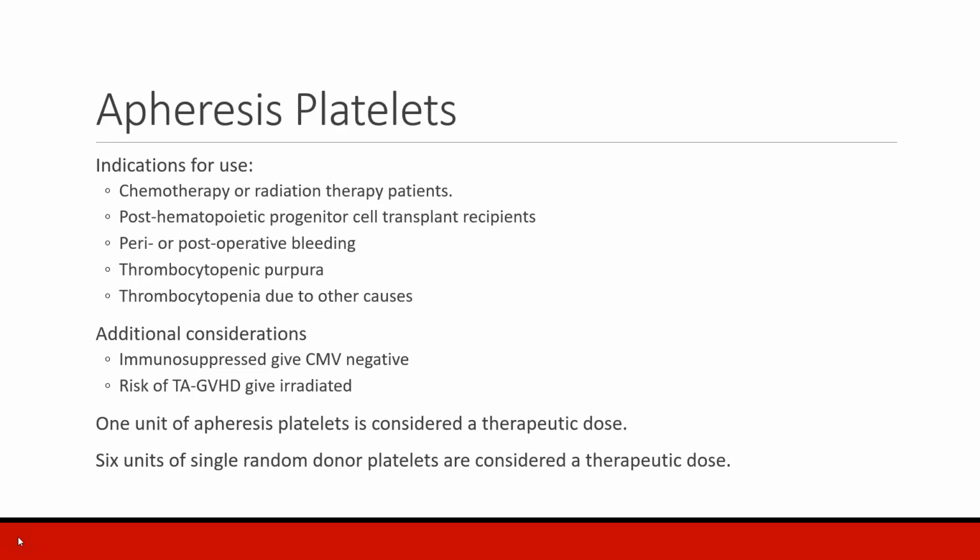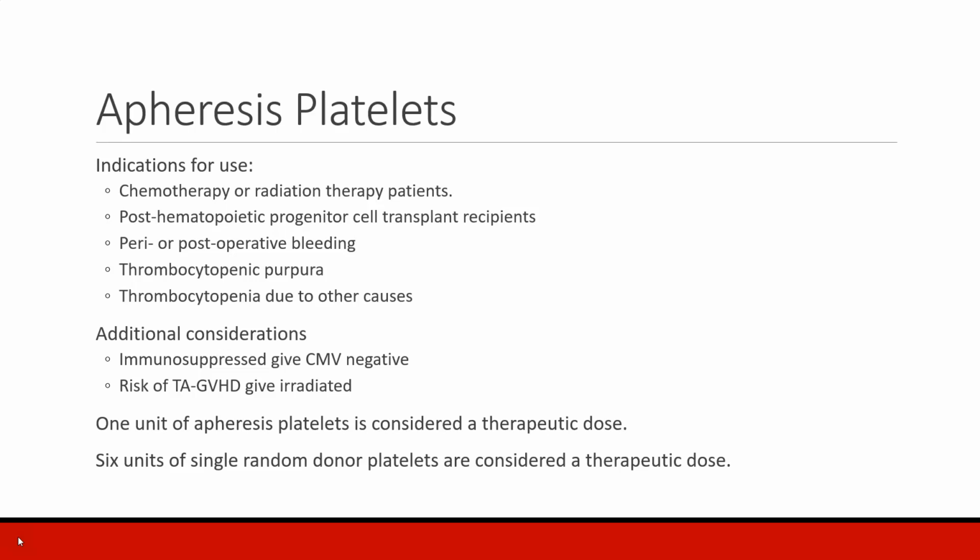Additional considerations: if they're immunosuppressed, give CMV negative, and if there's a risk of transfusion-associated graft versus host disease, give irradiated. 1 unit of apheresis platelets is considered a therapeutic dose.